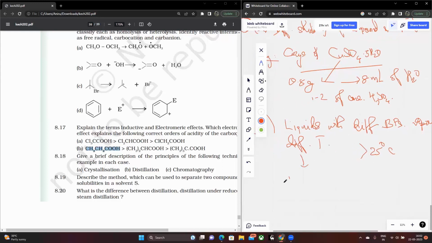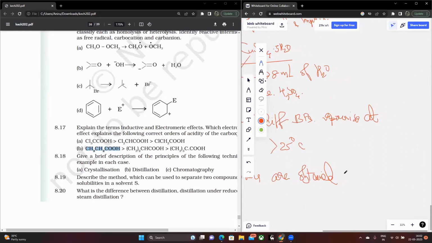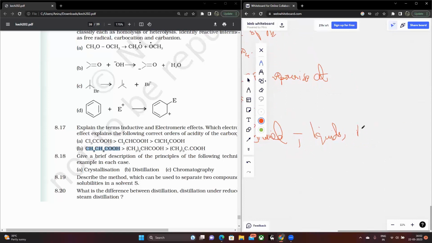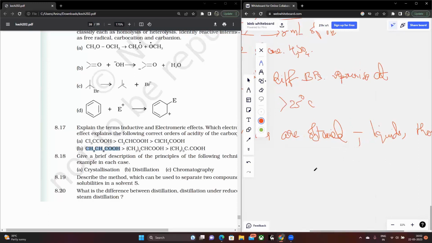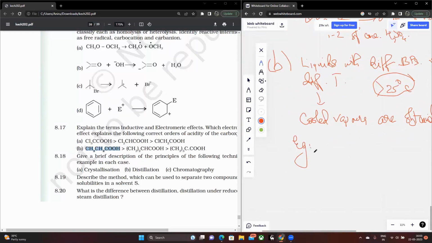Finally, the cooled vapors are obtained and they form the liquids. Finally, the liquids are separated. It's used to separate non-volatile liquids from a volatile impurity, which is also in liquid form, when both have a boiling point difference of greater than 25 degrees Celsius or Kelvin. An example is the distillation experiment of aniline and chloroform.